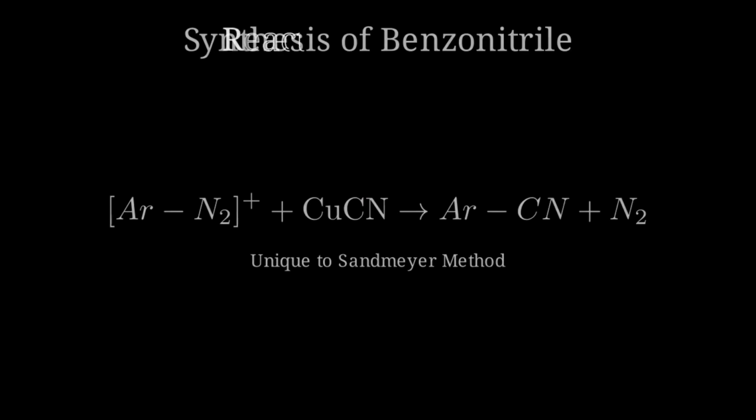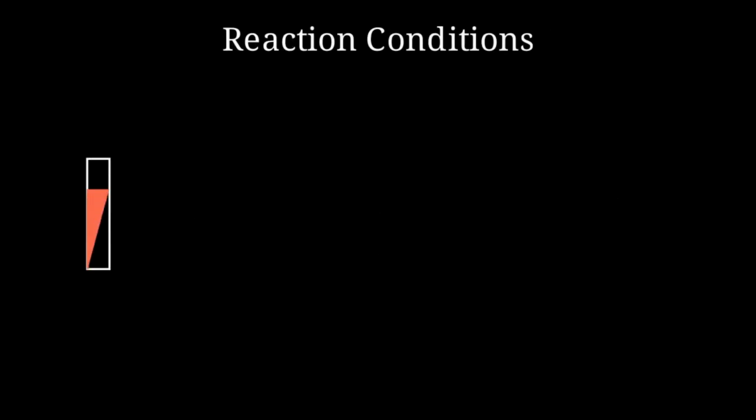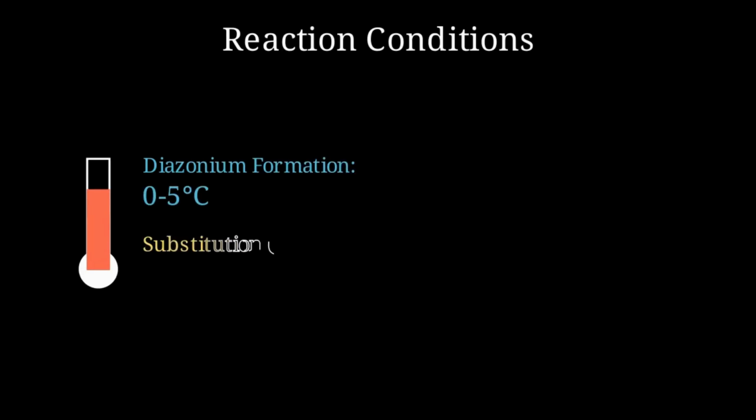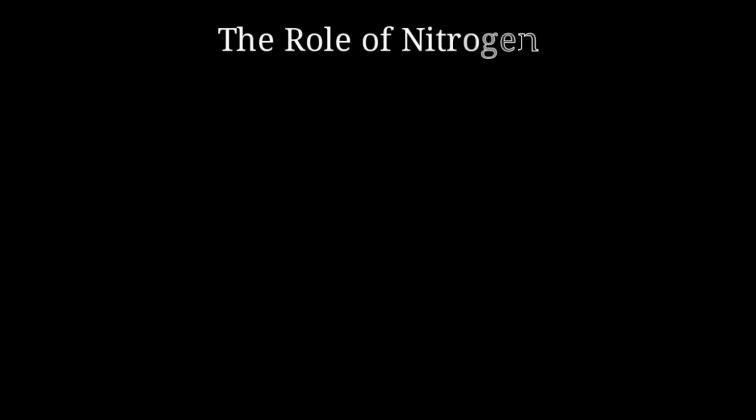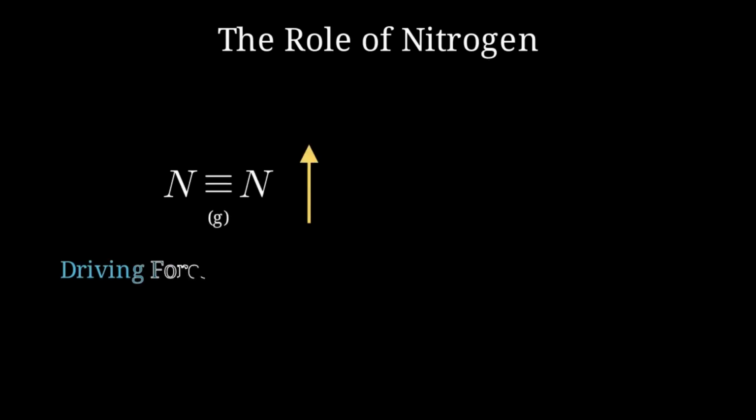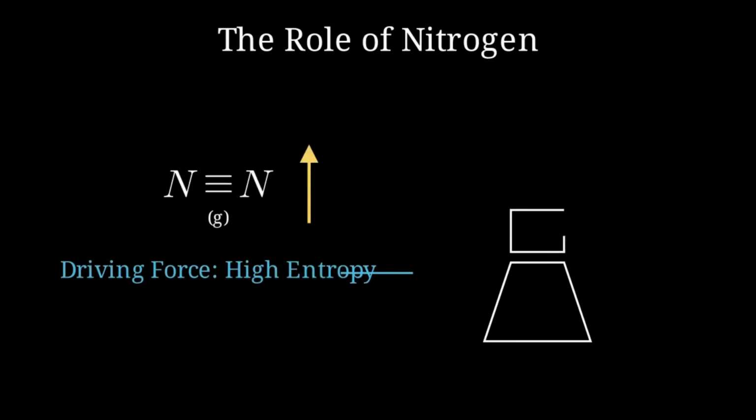Temperature control is vital. The diazonium salt must be kept cold, but once the copper catalyst is added, the reaction proceeds at room temperature or with mild heating to drive off the nitrogen gas. The release of nitrogen gas is the thermodynamic driving force for both reactions. Because N2 is an exceptionally stable leaving group, the reaction is essentially irreversible once the nitrogen escapes the solution.